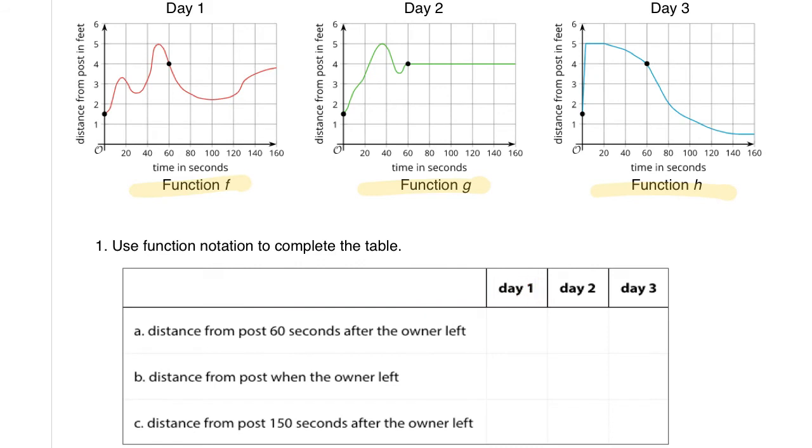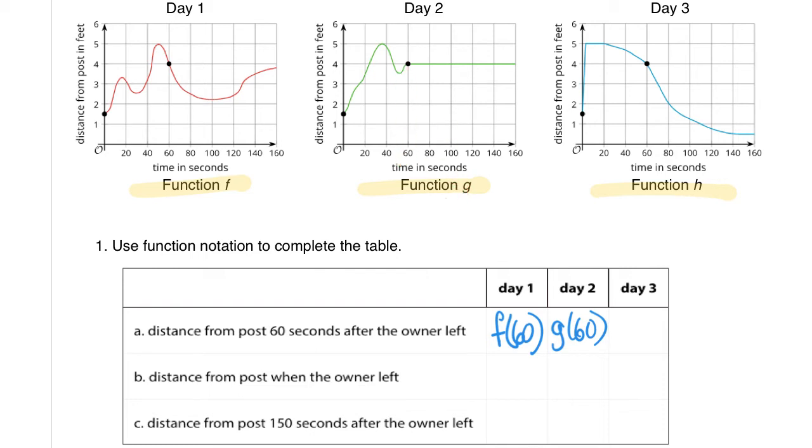So looking at this table, we're first looking at the distance from the post 60 seconds after the owner left, and we want to know this for day 1. Day 1 is named function f, so in function notation, I would say this is f of 60, meaning function f, day 1, 60 seconds into our time. For day 2, we would call this g of 60, meaning function g, day 2, 60 seconds into our time.